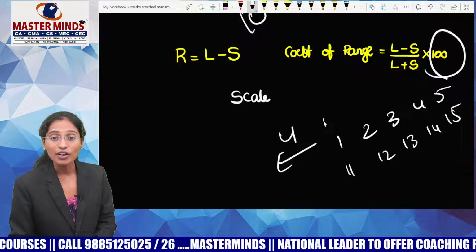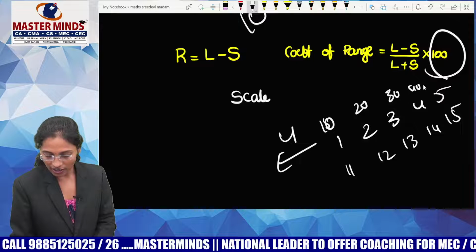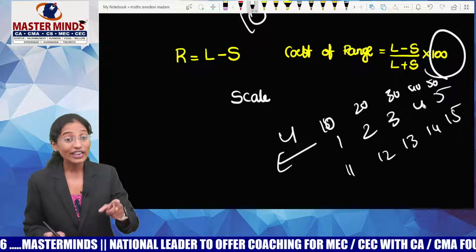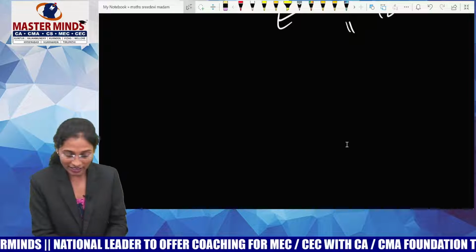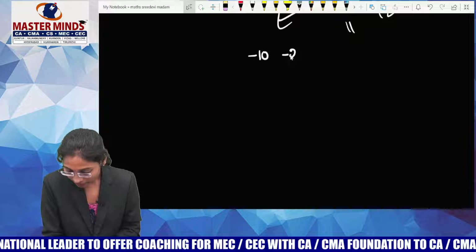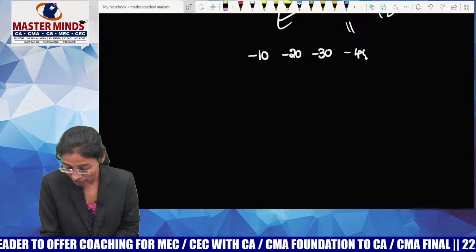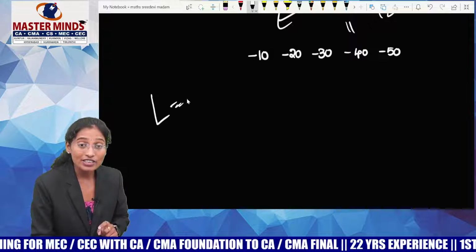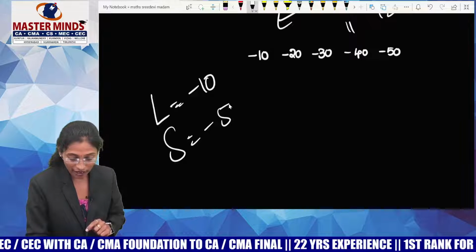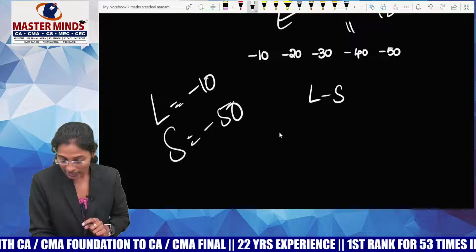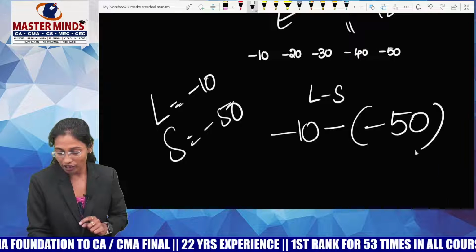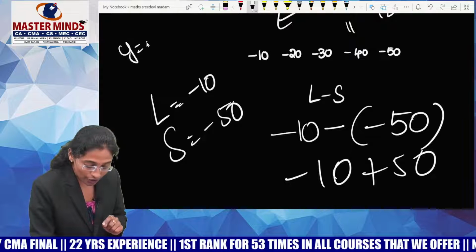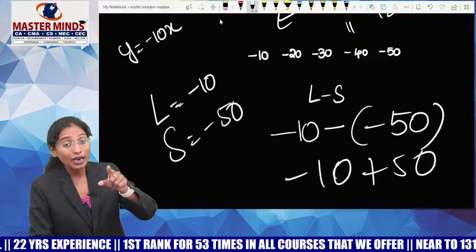But if you multiply it with 10: 10, 20, 30, 40, 50, what is your range? Yes. How much? 40, right? So range is affected due to scale. But here I must tell you one thing, guys. If I multiply it with minus 10, this is a very important observation. What is my biggest observation, guys? Take care of this. My largest observation is minus 10, and my smallest observation is minus 50. What is the formula for range? L minus S, means minus 10 minus of minus 50. What is minus of minus 50? Plus 50. What is your answer? 40. Means even if you multiply your numbers with minus 10, your range is the multiple of plus 10.